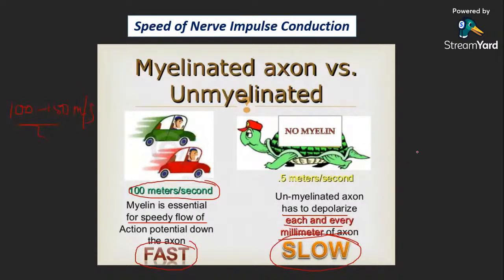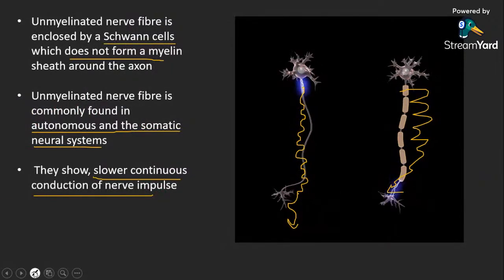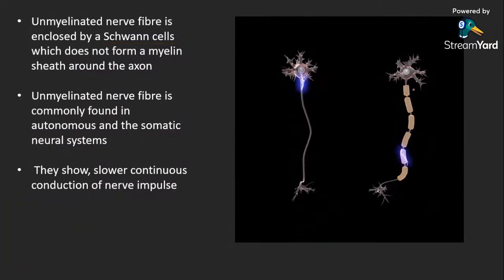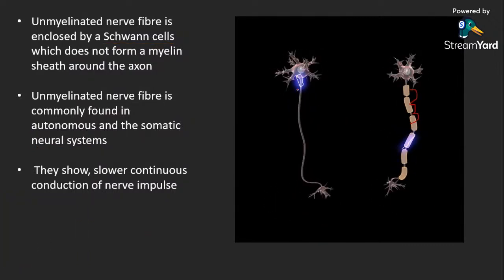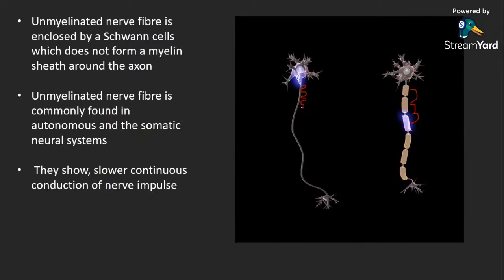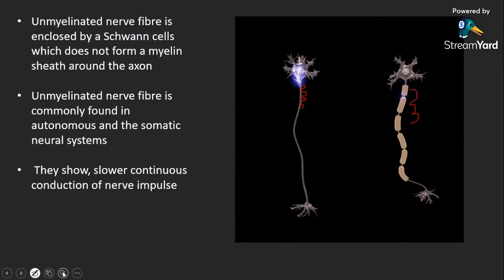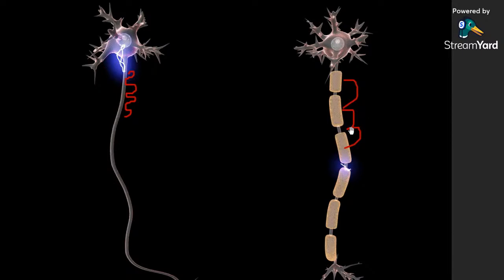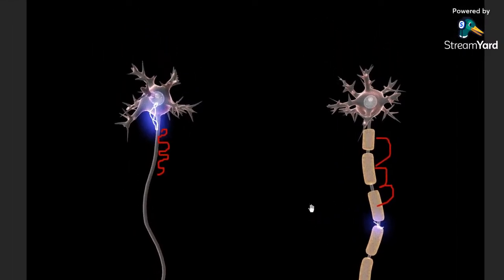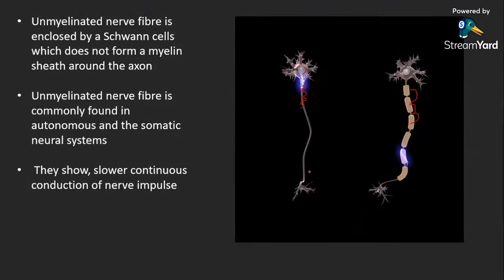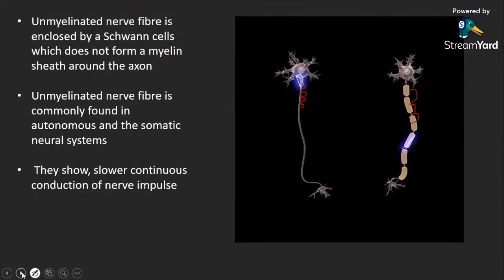Whereas over here, it is 0.5 to 10 meter per second. Just up to that small speed only you will find non-myelinated. That is what we have already discussed over here. They will jump over here, whereas here they will slowly move. Just by seeing the diagram you will be able to know that. Clear? Is this clear?